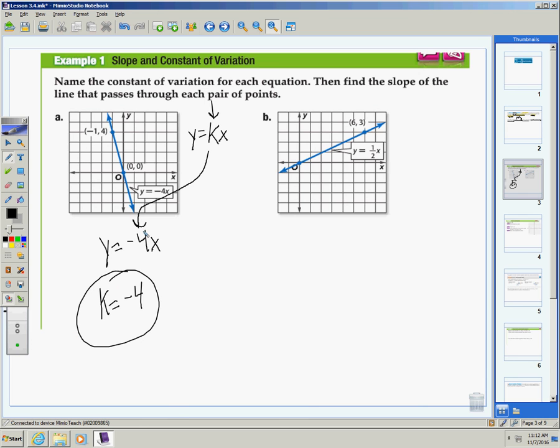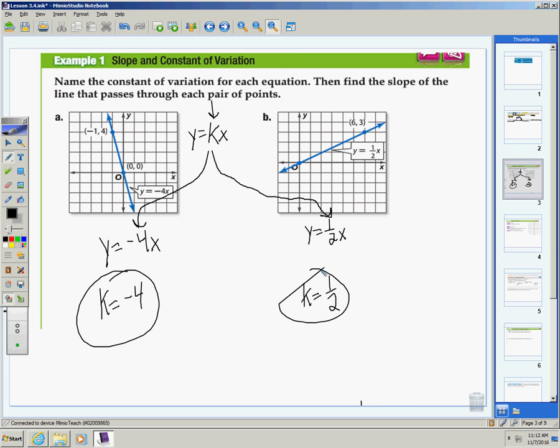Here I've got y equals 1/2 x. And notice the number in front of x is going to be my slope, which is my constant of proportionality, or my constant of variation. So k is just 1/2 in the second example.